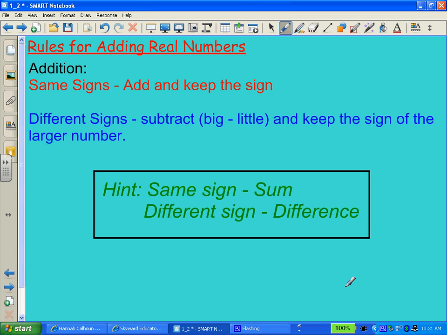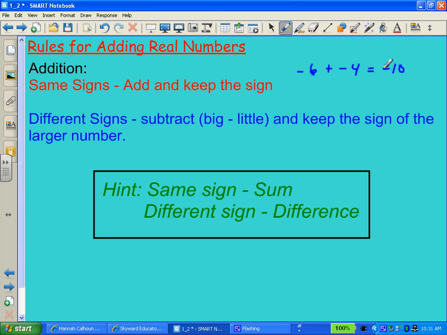So we'll start with our rules for adding. Now, there's just basically 2 things you have to remember. When you're adding, if the numbers you are adding have the same sign, that means they're both positive or they're both negative, you're just going to add the numbers and keep the sign. So, quick example here, -6 plus -4. Both of those numbers are negative, so I just add 6 plus 4, which is 10, and I keep the negative sign because they're both negative.